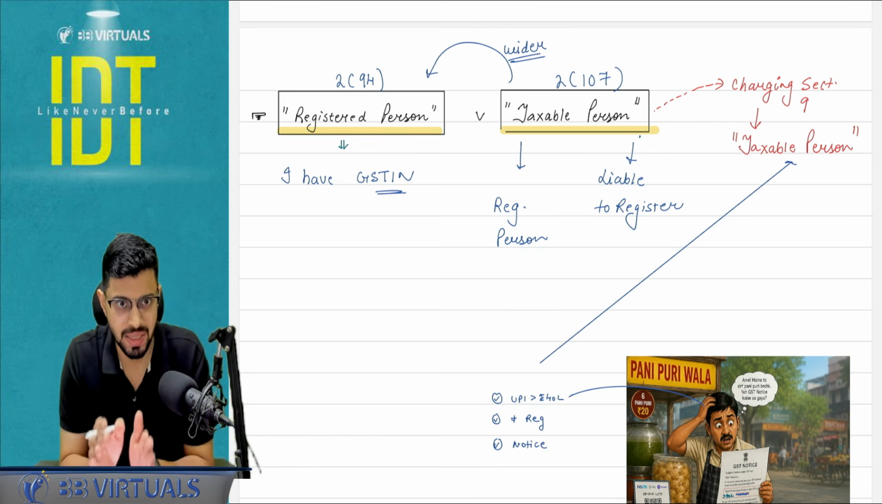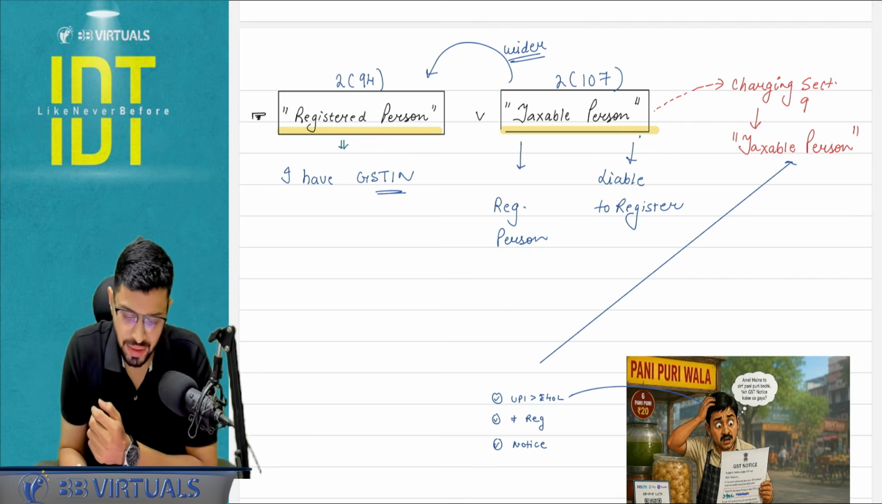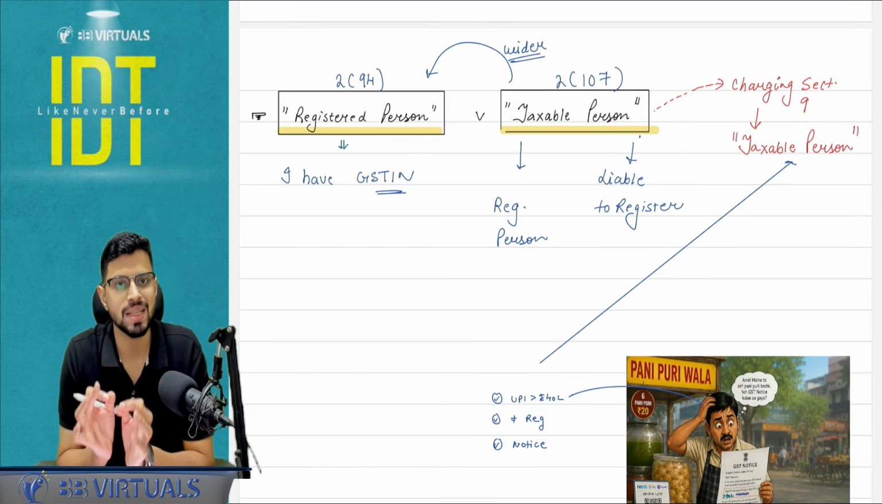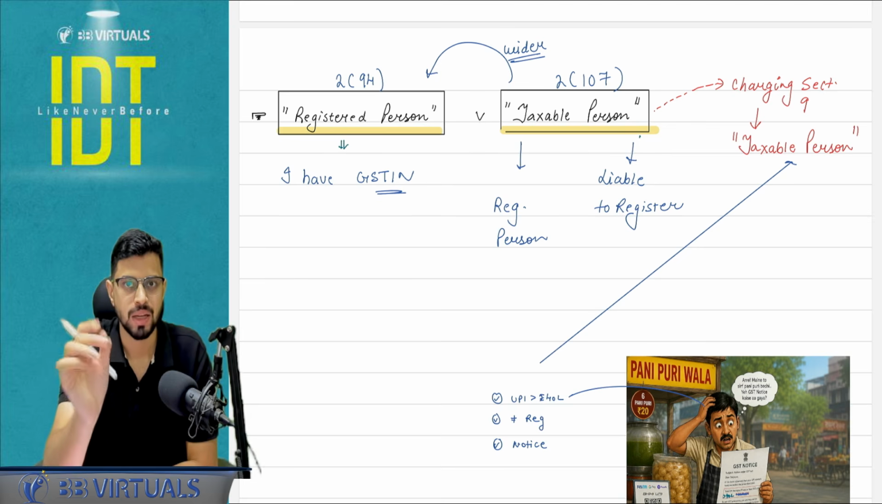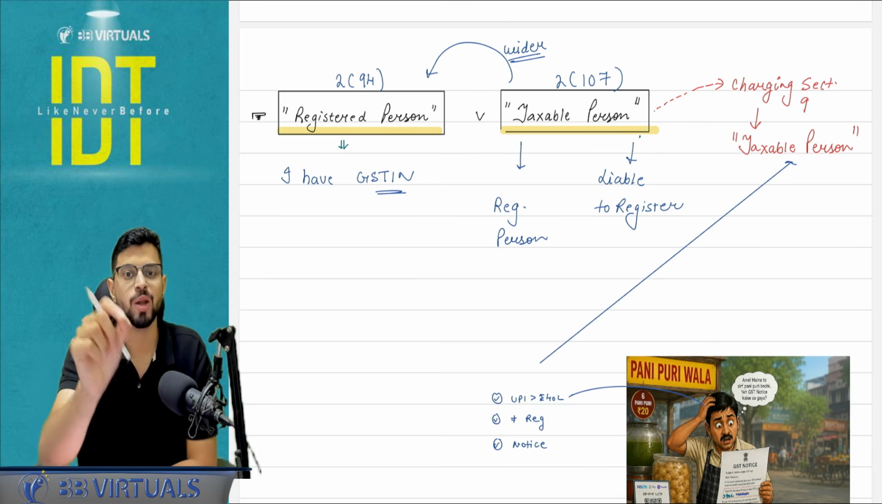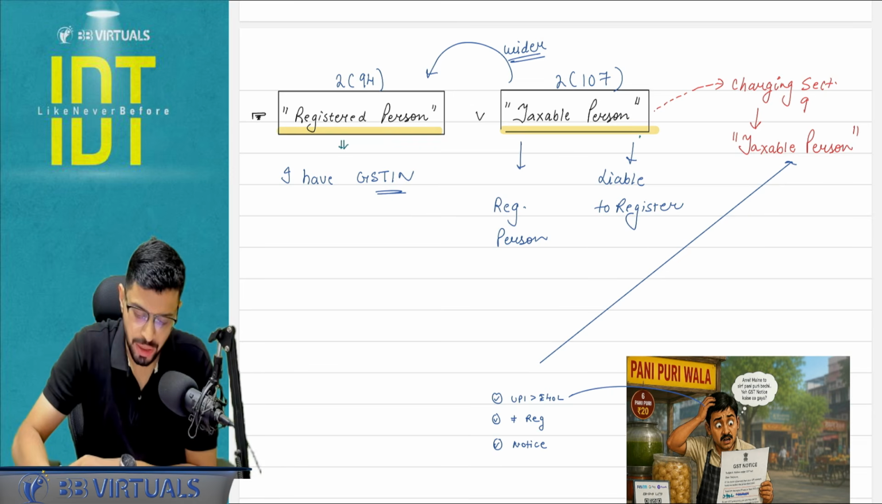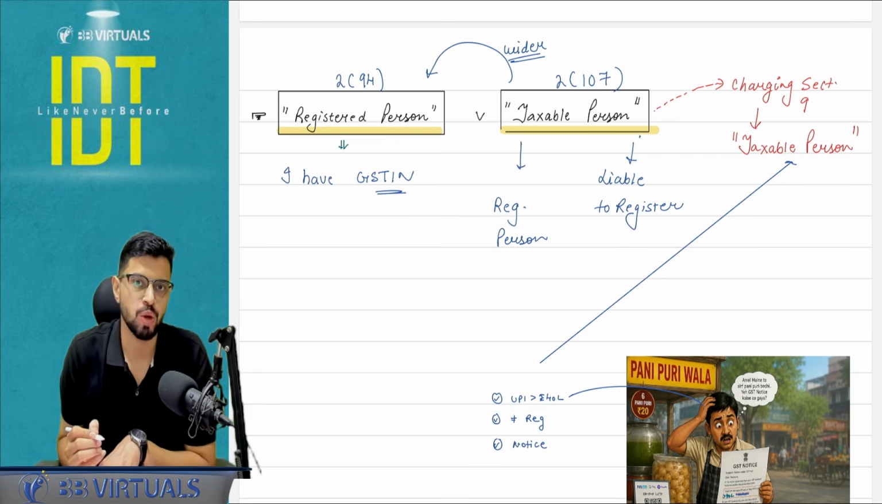Taxable person means registered plus liable to be registered, and this person is liable to pay the GST. We will be focusing upon this word when I cover the charging section. So the charging section is going to put the liability on a taxable person, which will link to the real life example of the Pani Puri wale bhaiya.